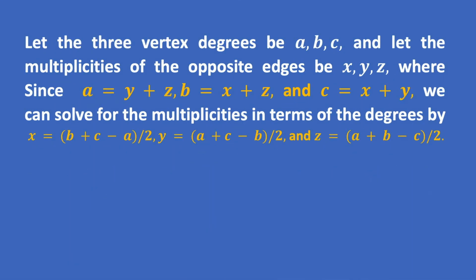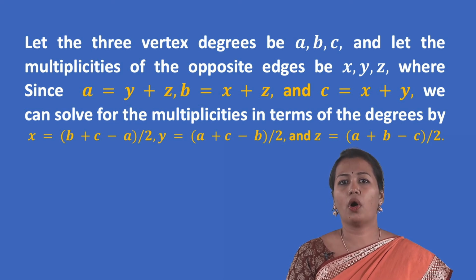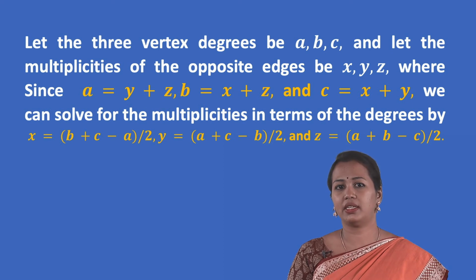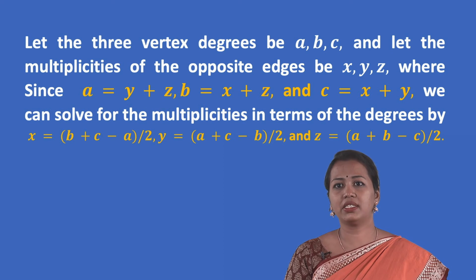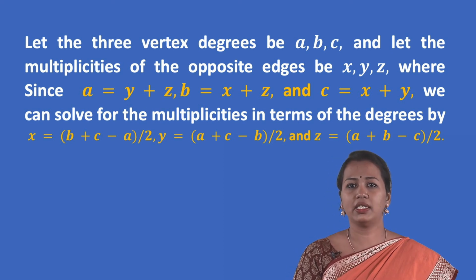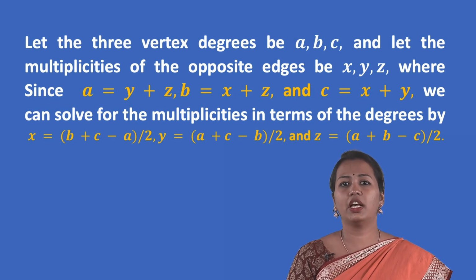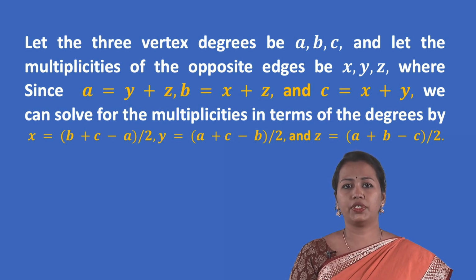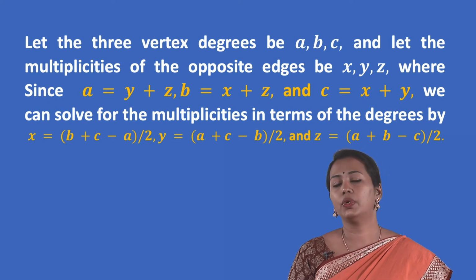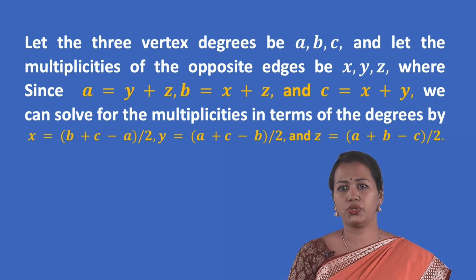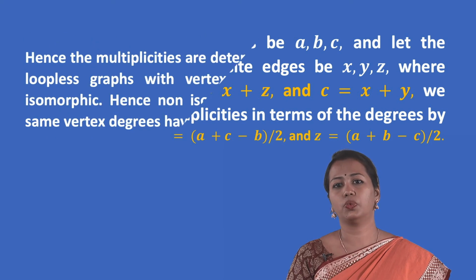Let the 3 vertex degrees be A, B and C, and let the multiplicities of the opposite edges be x, y and z, where A is equal to y plus z, B is equal to x plus z and C is equal to x plus y. We can solve for the multiplicities in terms of the degrees: x is equal to (b plus c minus a) by 2, y is equal to (a plus c minus b) by 2 and z is equal to (a plus b minus c) the whole divided by 2.